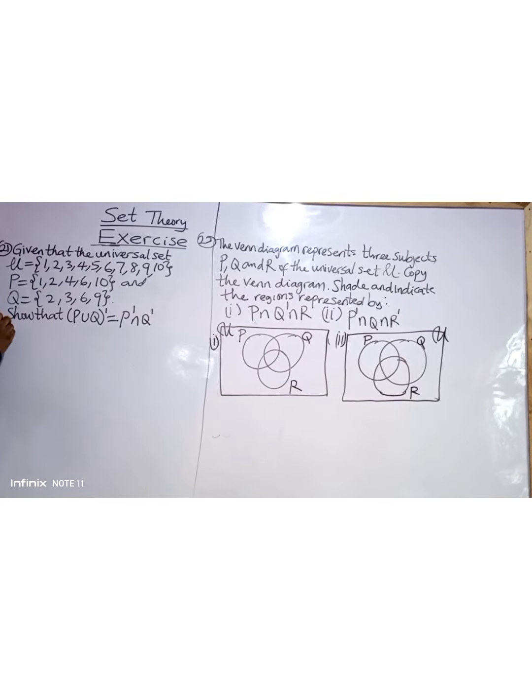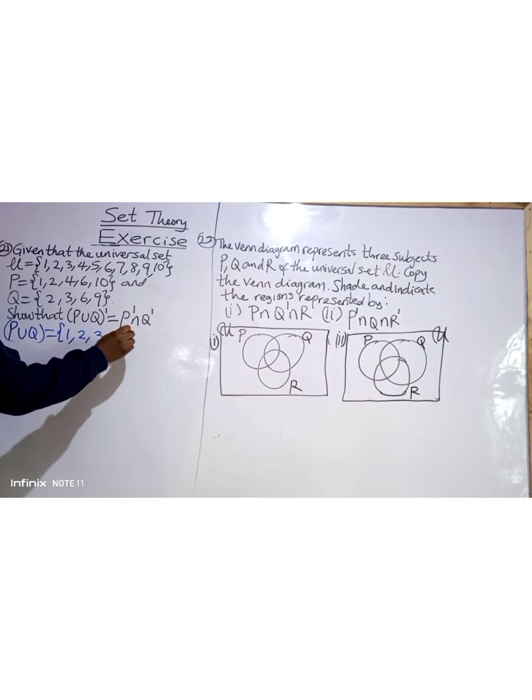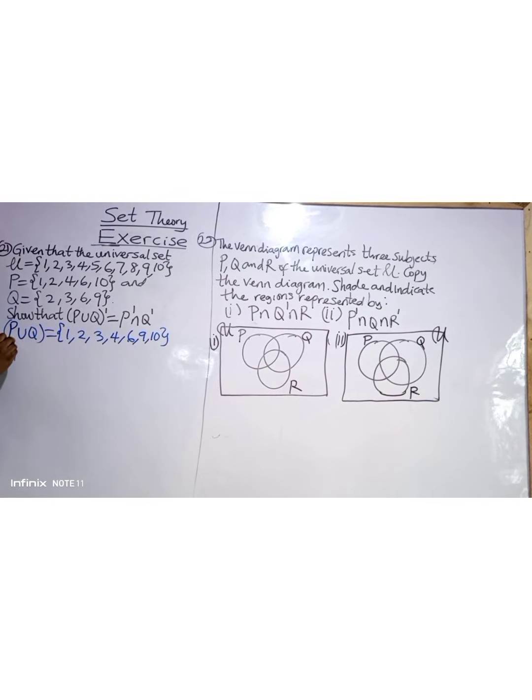Now let's find P union Q. P union Q will be equal to 1, 2, 3, 4, 6, 9, and 10. (P union Q) prime will be all the elements in the universal set that are not in P union Q, and that will be 5, 7, and 8. Now, that is (P union Q) prime.